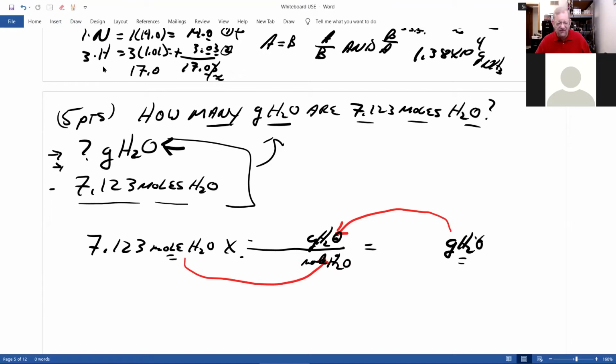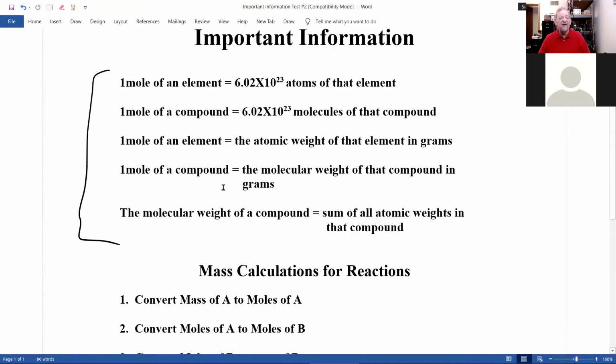Now, where do we get those numbers? You look at important information, test number 2. In the past, I'd make students memorize this, but good news, I will be giving this to you. One mole of a compound equals the molecular weight in grams of that compound. And the molecular weight of that compound is the sum of all atomic weights. And remember, use all atomic weights to 3 significant figures.